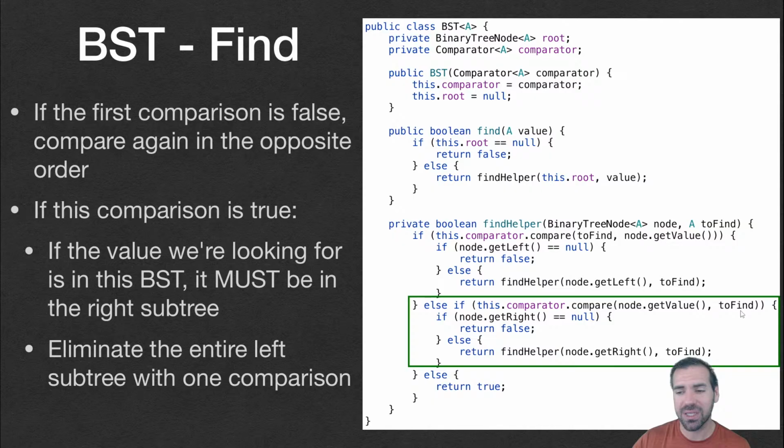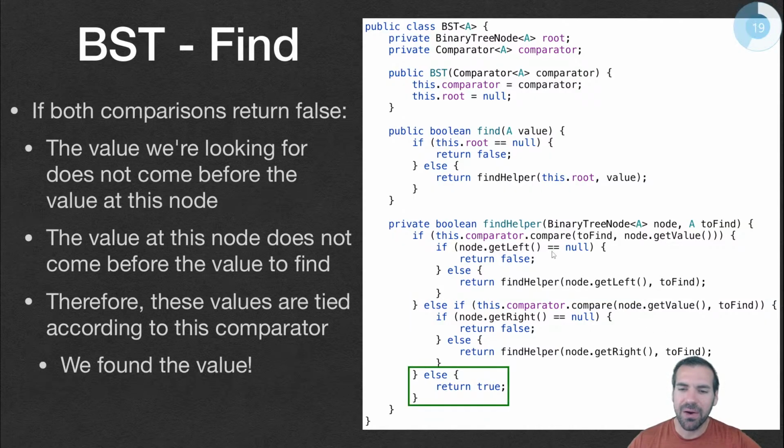Because if this value is in this tree at all, it has to be to the right of this node. So we're going to look right and do the same thing we did with left. If the right is null, it's not in this tree. Otherwise, recursively go over to the right. But the beauty of this is if this comparator returned false both times, there's only one situation left that can be the case. These two values are equal according to the comparator, and we know that we found the value we're looking for, and we can return true.